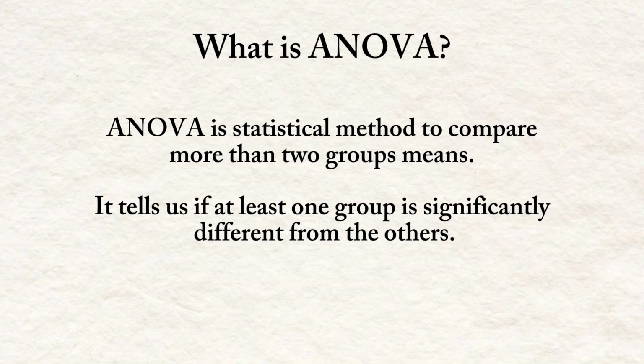ANOVA is a statistical method to compare more than two group means. It tells us if at least one group is significantly different from the others. It's like a t-test but for three or more groups. In ANOVA, we first get a common p-value.